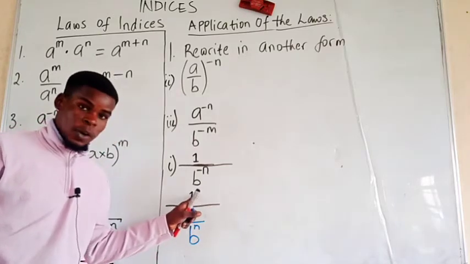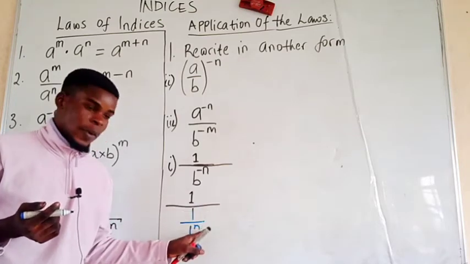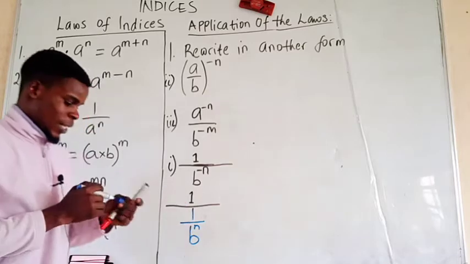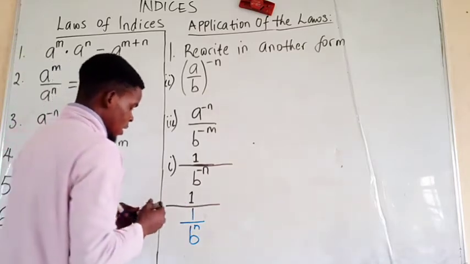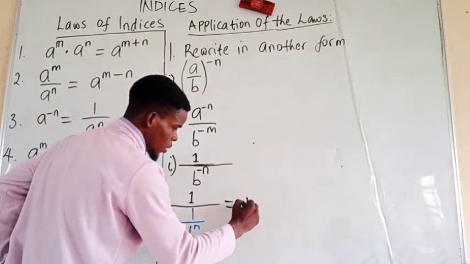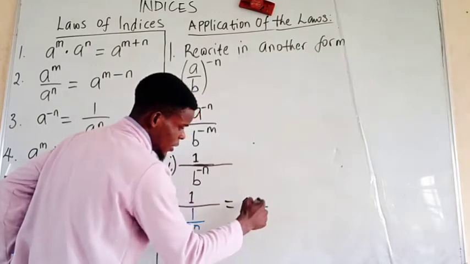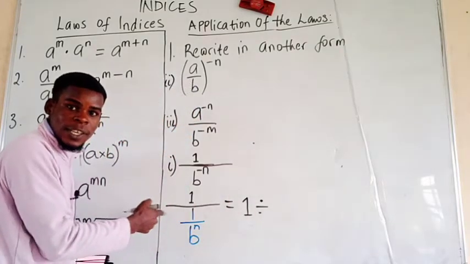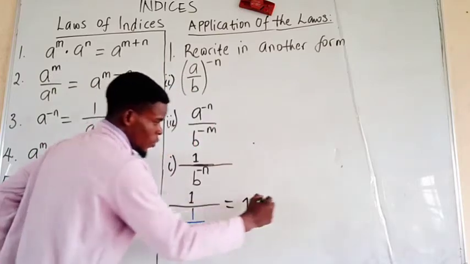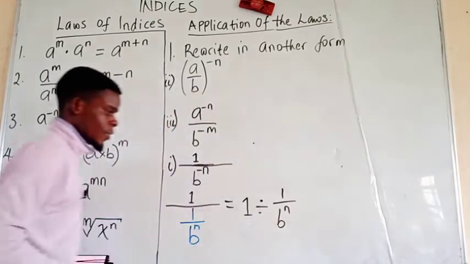The top is just 1 over 1, which is just 1. Then the bottom is 1 over b to the power n. We can do something about this. I can rewrite this as the numerator first, which is just 1, divided by, this division is the longest division here, the one in black, divided by 1 divided by b to the power n, alright?